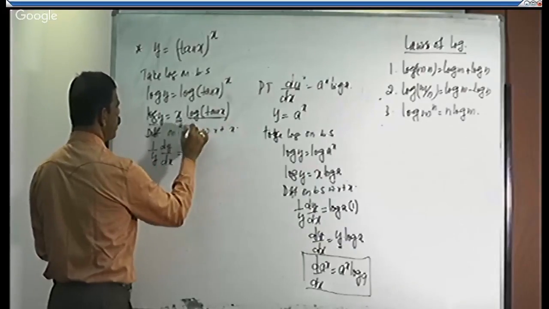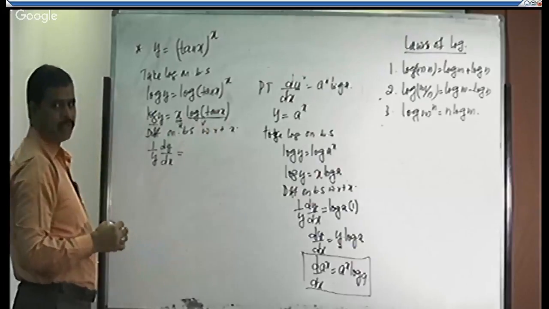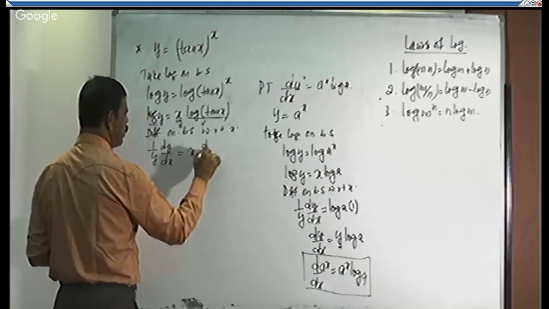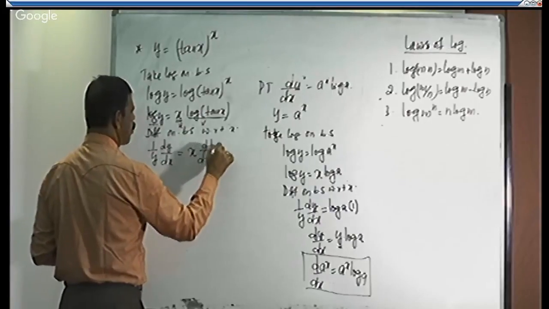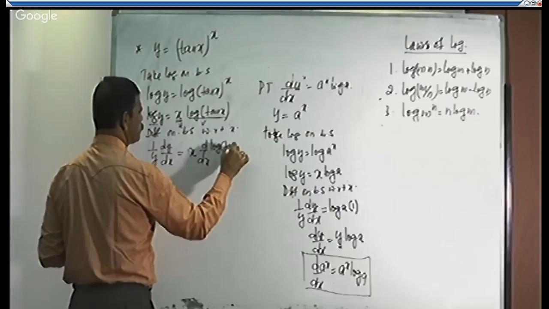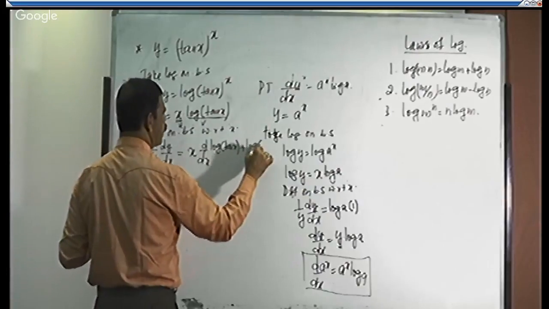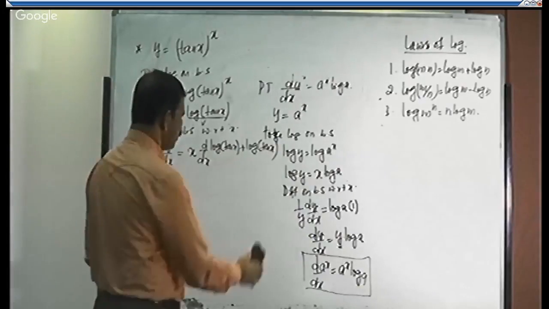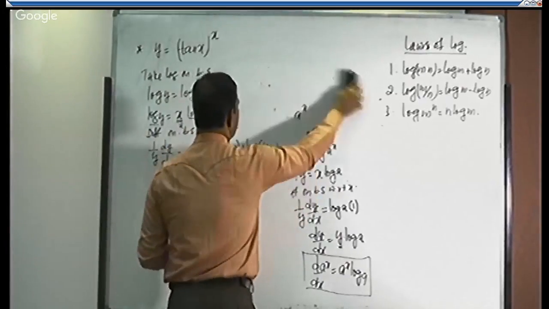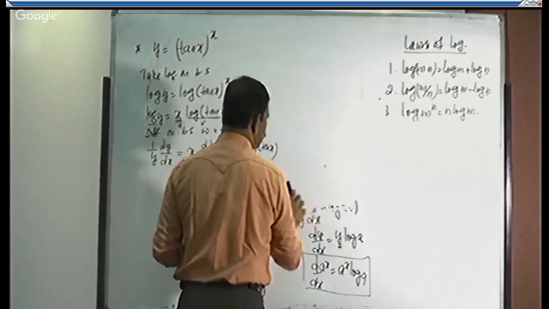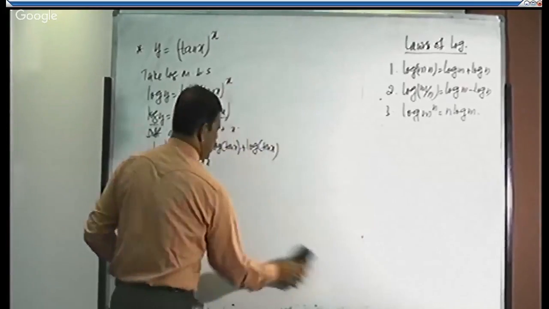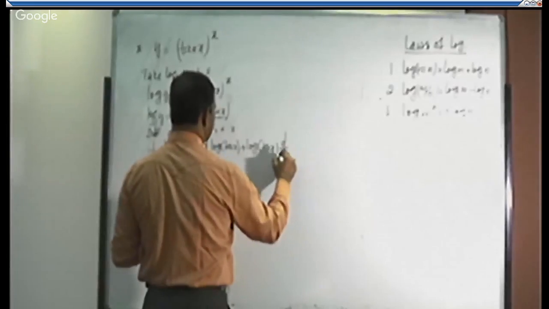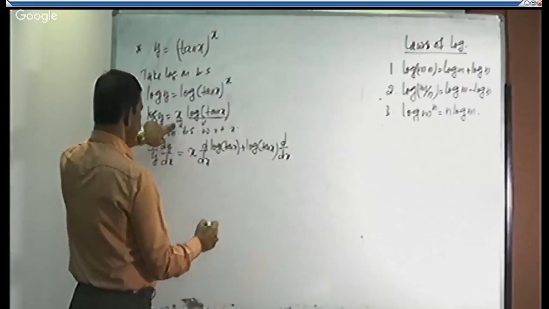It is u into v form. It is product of two terms. Use product rule. x into d by dx of log of tan x plus log of tan x into differentiation of u. What is u? x only, right? d by dx of u. What is u? It is x.